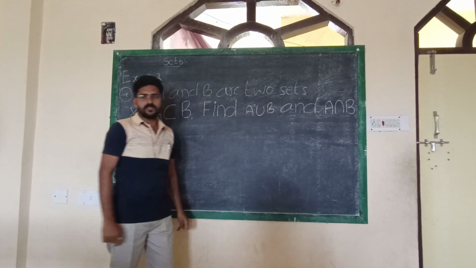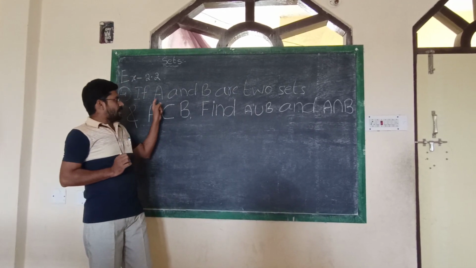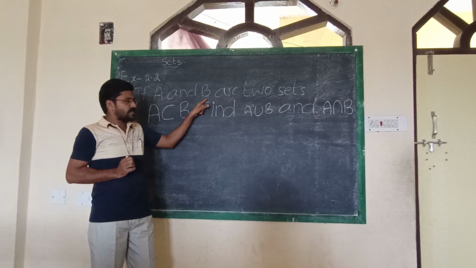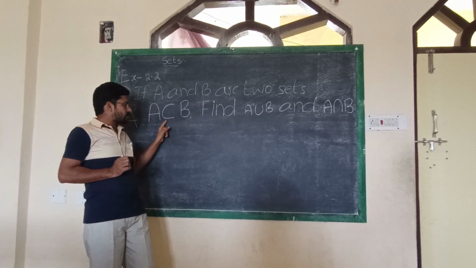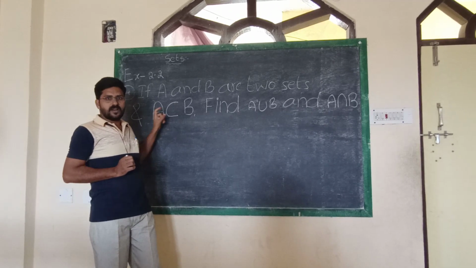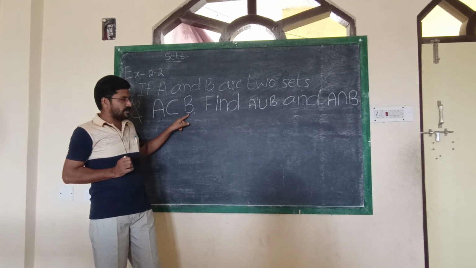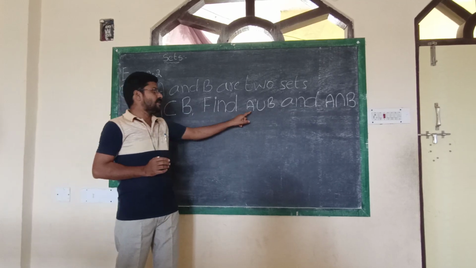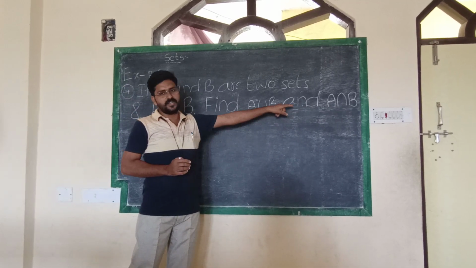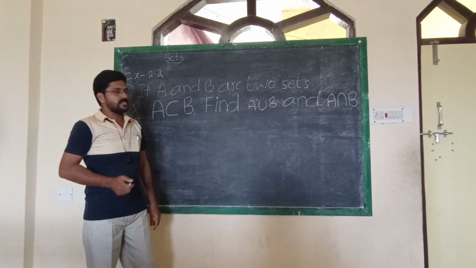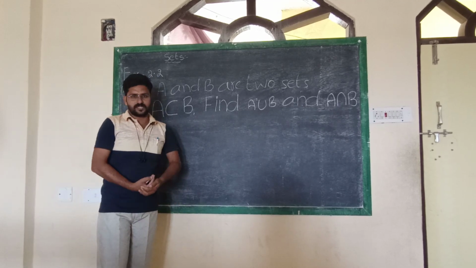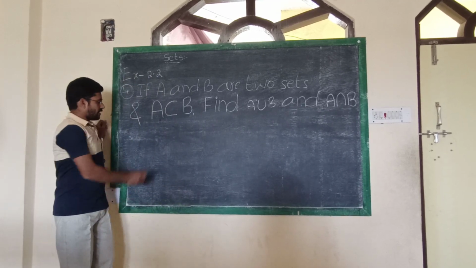Okay? You got it? One more time. A and B are the two sets, and A is a subset of B, means all the elements of A are in set B. Then we have to find A union B and A intersection B. Shall we take now two sets? Just I am taking here.